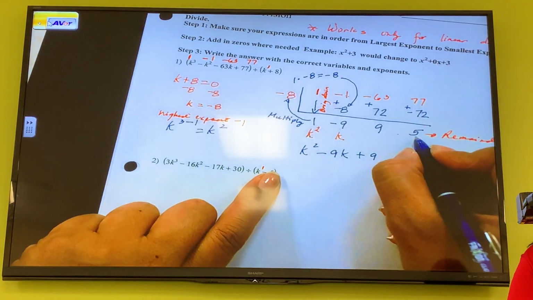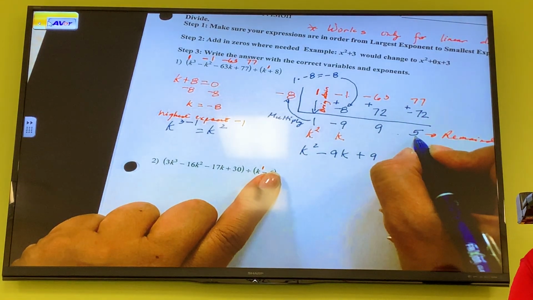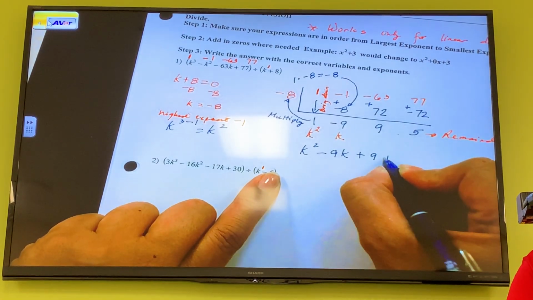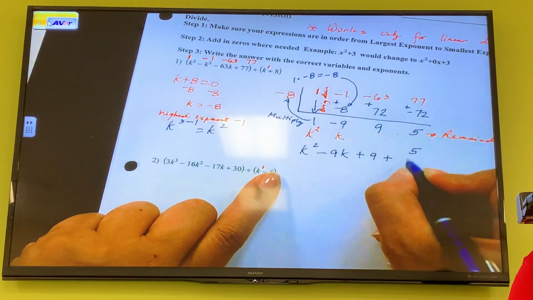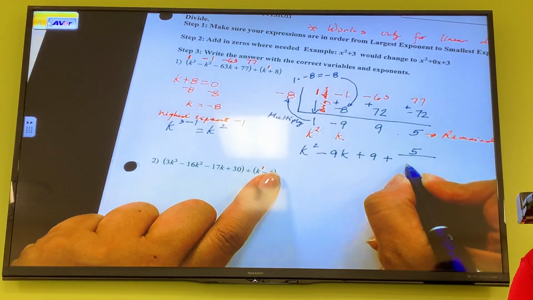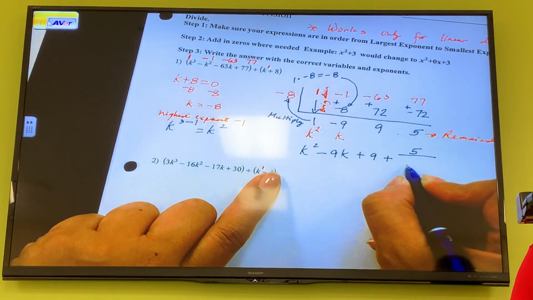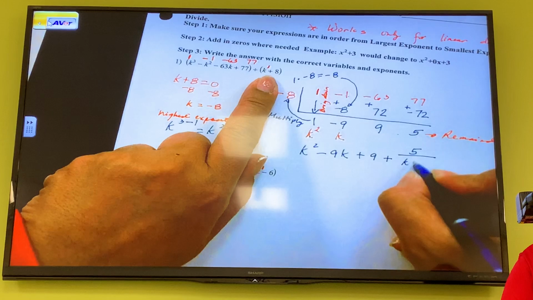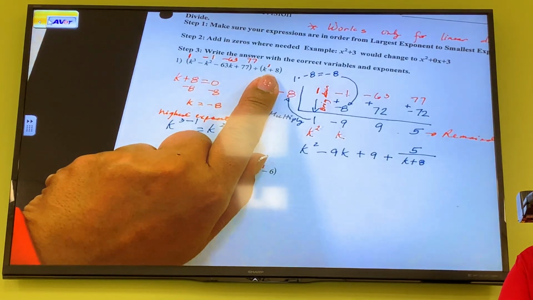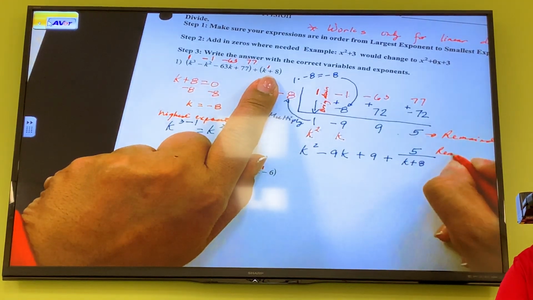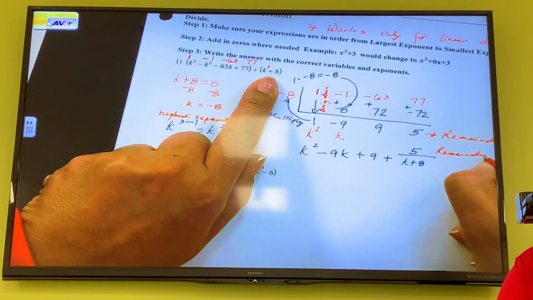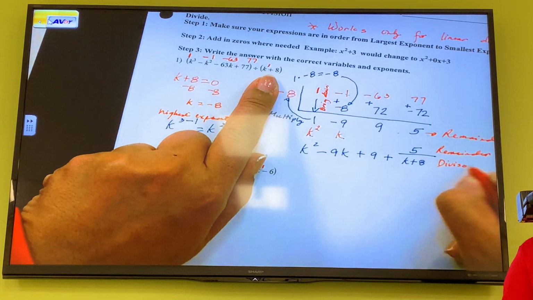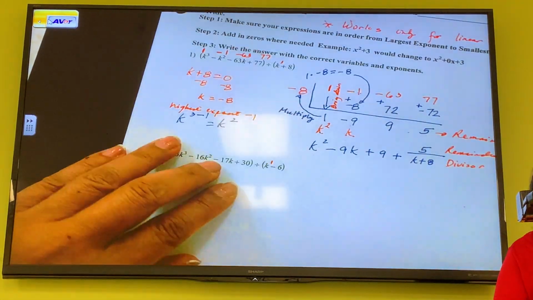And then the remainder, we're going to put it in fraction form again. So it will be plus, since it's a positive, you're going to write plus. And then the numerator will be your remainder. Your denominator will be your divisor. So we're going to go back to our original divisor, which is k plus 8, and we're going to write it in the bottom. So your numerator is the remainder, and your denominator is your divisor. And that will be your answer.